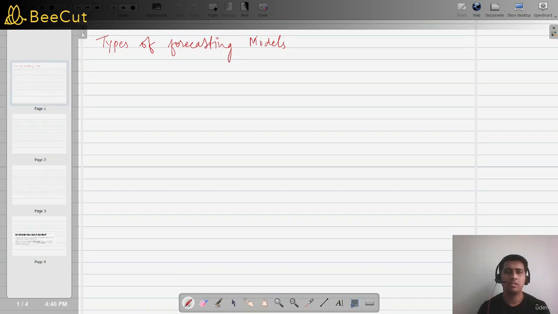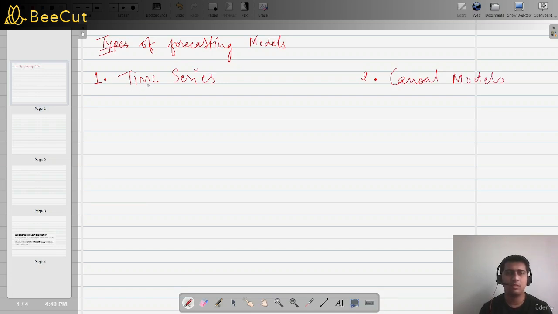Hello everyone, in this lesson we'll be discussing types of forecasting model. In this lesson we'll be talking about two types of models. First is time series, very famous time series forecasting, and the second is the causal models. These are the two types of models.